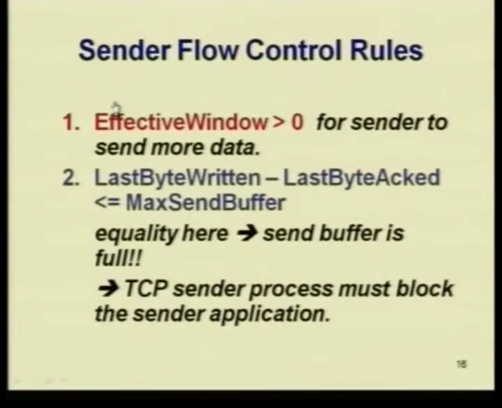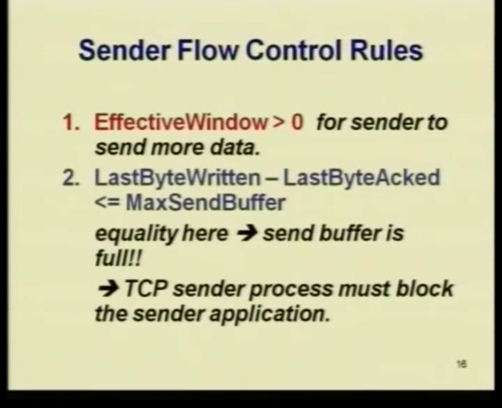If you look summarily at what the sender side flow control rules are, it would be as follows. One is you will first have to calculate the effective window size. If the effective window is greater than 0, then the sender can send more data. If it is equal to 0, you cannot send any more data. Second is the last byte written minus the last byte acknowledged will have to be less than or equal to the maximum send buffer. This is required because you cannot overflow the buffer, that is, you cannot write more data into the buffer than it can hold. So you need to keep track of that.